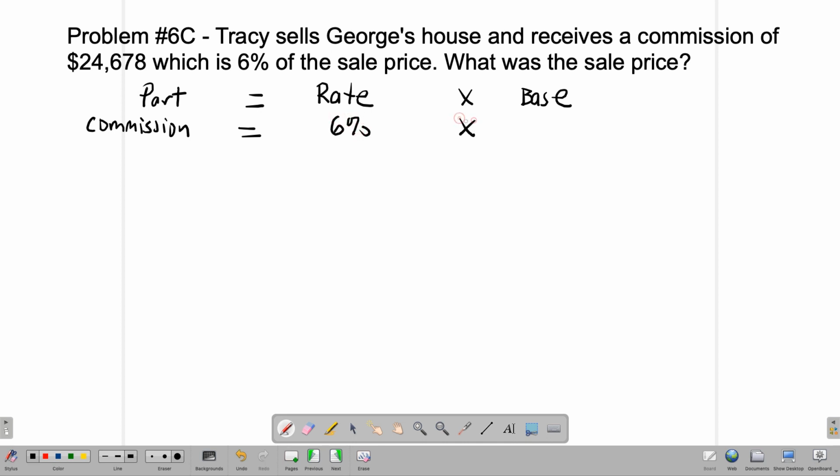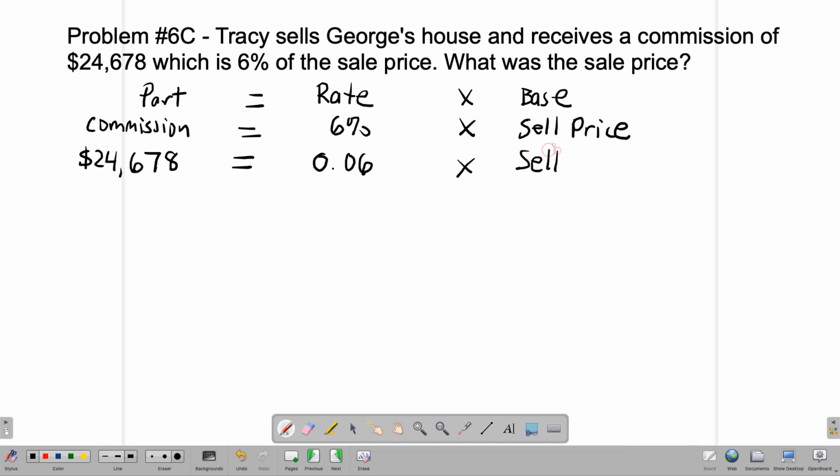And as you notice inside the problem above, the sales price is not listed. So we'll indicate that here. This is what we're going to solve for. The commission is $24,678. Then the 6%, we're going to convert it. You guys have seen how I converted previously. So 6% represents 0.06. And we want to determine what is the sales price.